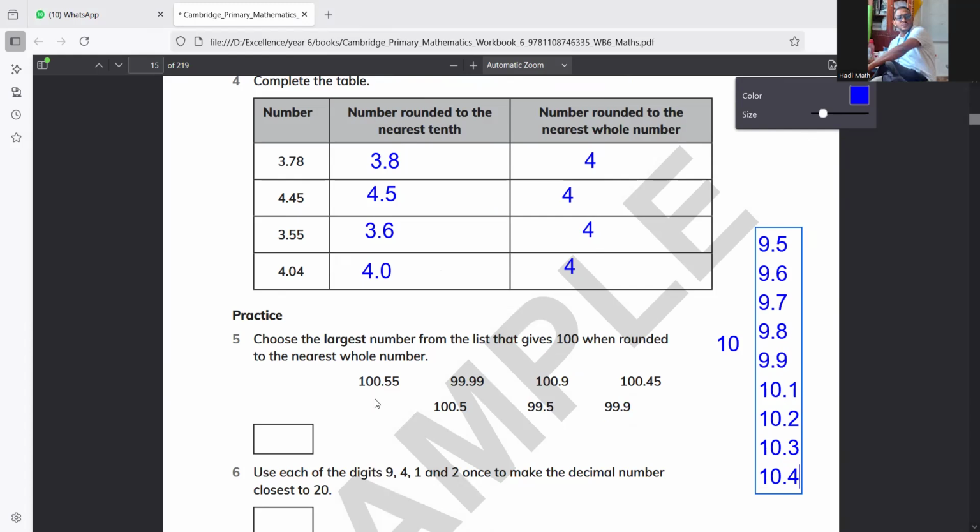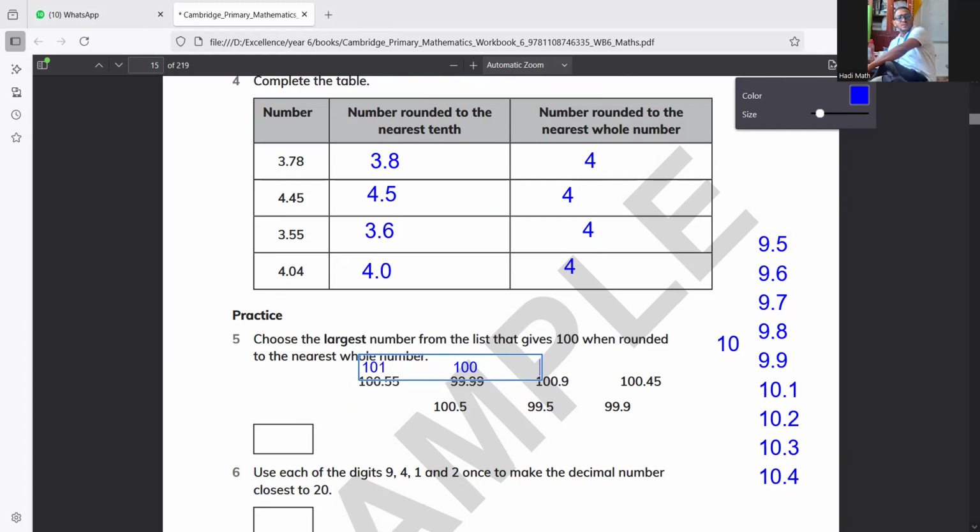If you don't know, this one rounds to the nearest whole number. The whole number is 100. Look on the right of 100, you have got 5. 5 and more, we add up. So when you round to the nearest whole, it's going to be 101. This one to the nearest whole, the whole number is 99. On the right of 99, you have 9. 99 plus 1 gives you 100. So this one is 100.